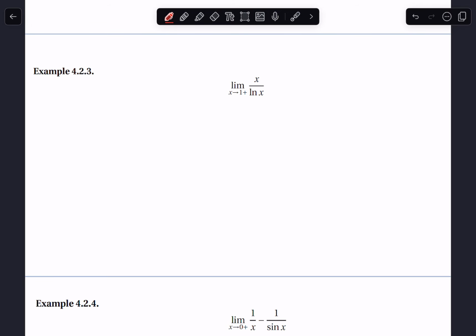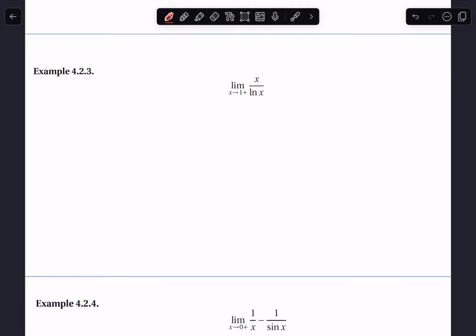Why? Because if we plug in 1 here, we get 1 over ln 1, which is 0. So this is 1 over 0, right? This is not 0 over 0 where we can use L'Hopital's rule. Okay, so L'Hopital's rule cannot be used here.